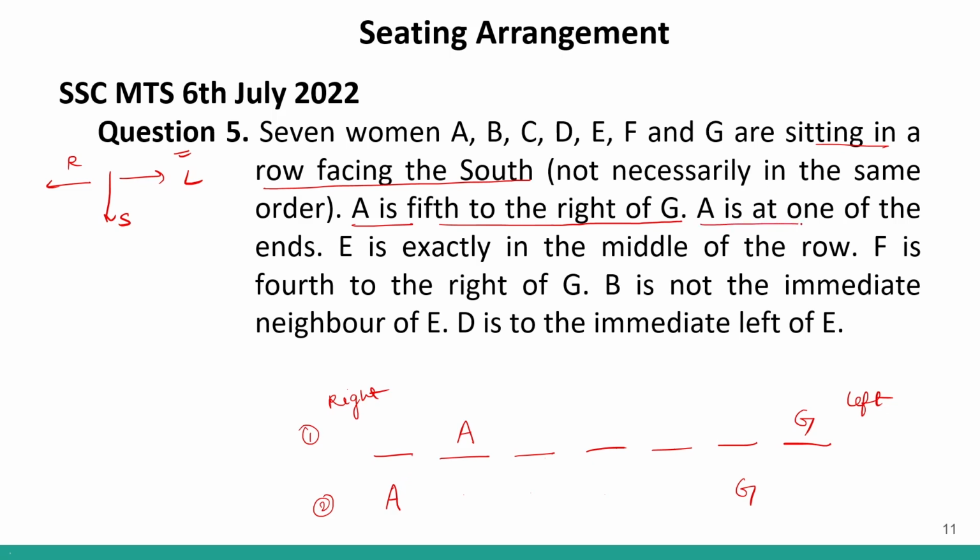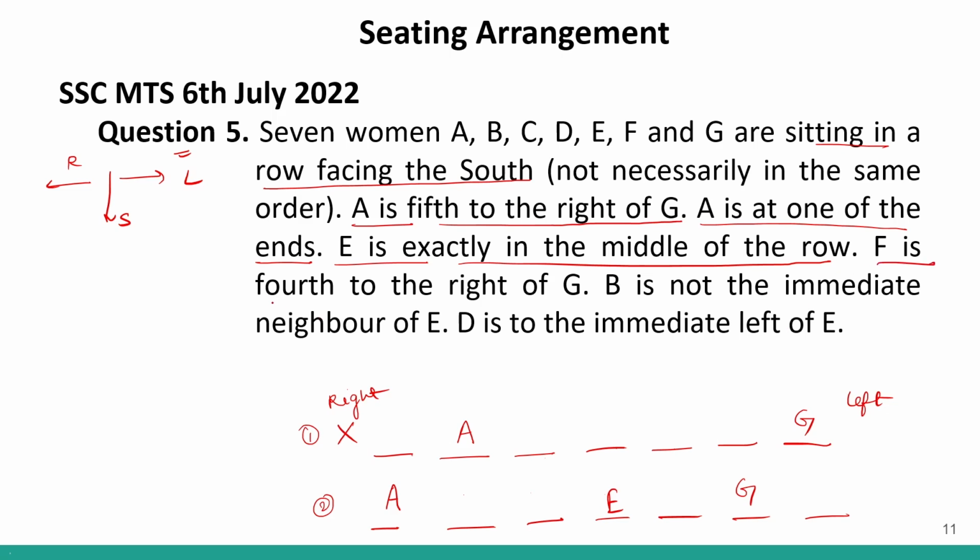The second line says A is at one of the ends. So if A is at one of the ends, this possibility is not correct. We will stick to possibility number 2 and solve this. E is exactly in the middle of the row. So there are 7 people. Exactly in the middle means it is at the 4th position. So E will be over here.